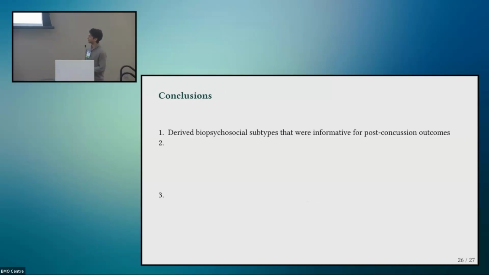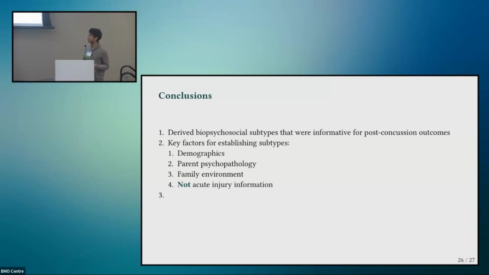Our takeaway from all this: first, we did derive these biopsychosocial subtypes that were very informative of post-concussion outcomes. We found that, at least in our training set, the biggest factors seem to be related to demographics, parent psychopathology, family environment, and intriguingly, not really details of the MTBI itself. And we also see that there's this concussion-like pattern of heterogeneity that's not actually specific to kids who have a concussion.